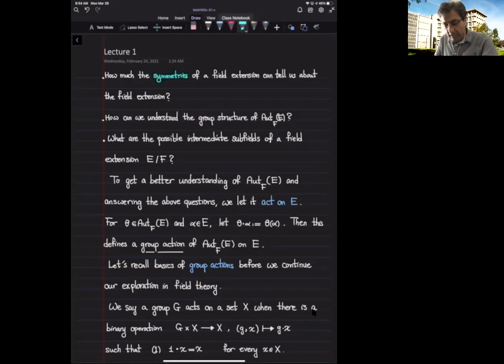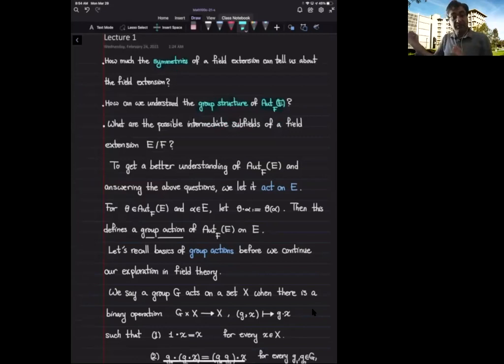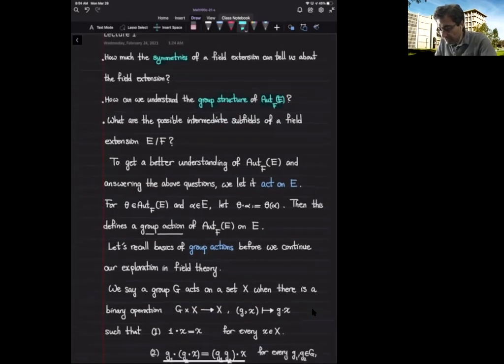The other question is how much we can actually compute or understand the group structure of symmetries of a field extension. So what can we say about the group structure of the F automorphisms of E? And what is the connection between these two questions? For instance, is it possible to understand intermediate subfields of a field extension if I tell you the symmetries of this field extension? So what are the possible intermediate subfields of a field extension? These are the questions that we want to understand better.